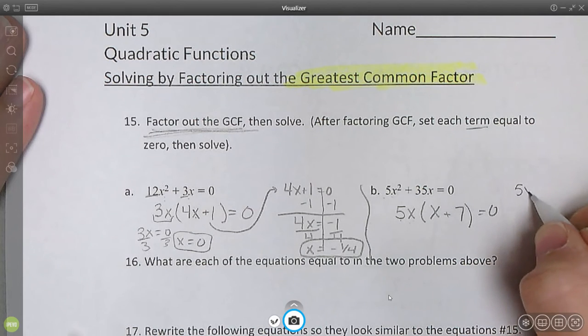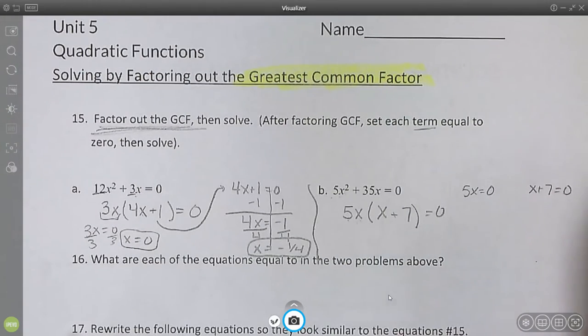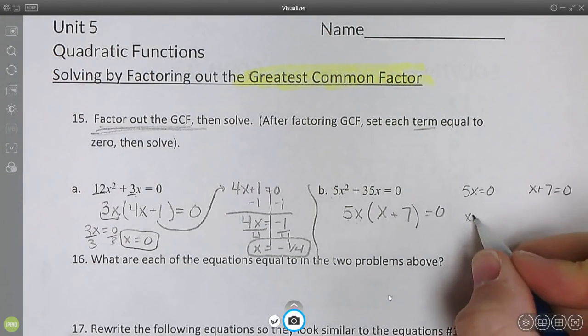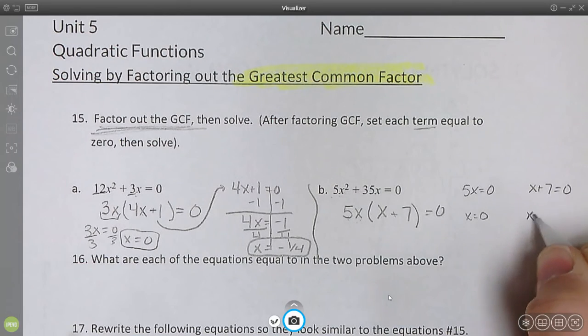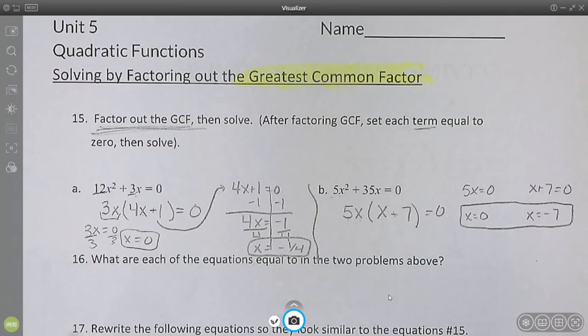So now we're going to set each factor equal to 0. So we'll have 5x equals 0, and x plus 7 equals 0. So this solution will be x equals 0, and this solution will be x equals negative 7. Those are your two solutions there.